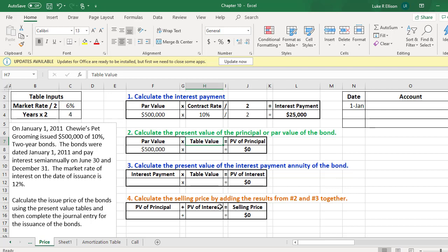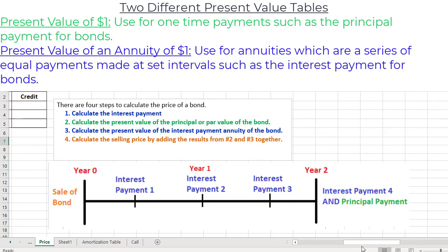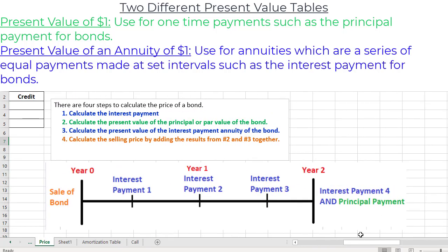Now there are 2 tables that you might be using here. One is the present value of $1, and the other is the present value of an annuity of $1. You're going to use the present value of $1 anytime you have a one-time payment. So if we look back at our chart here, the principal, which is what we're trying to find the present value of right now, is a one-time payment, right? It only happens one time at the end of the bond's life, in year 2 in this case. So we're going to use the present value of $1.